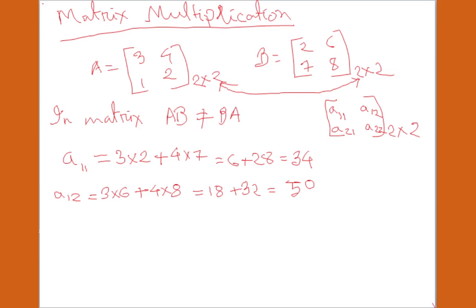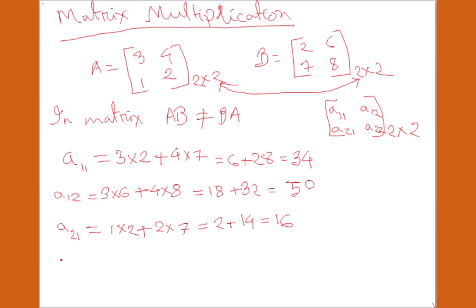Similarly, A21. A21 means second row, first column. Second row of the first matrix 1, 2, first column 2, 7. 1 into 2 plus 2 into 7. 2 plus 14 is equal to 16.